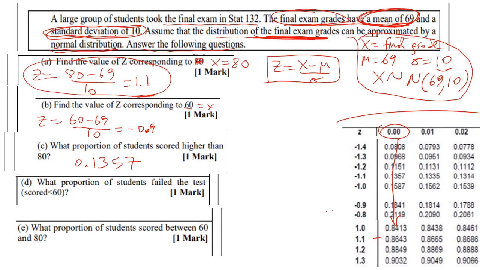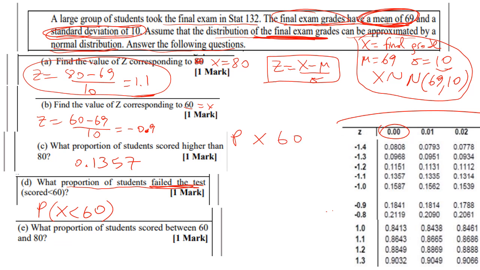Now we have the same type of question here. What proportion of the students failed the test? It's almost the same question. The failing criterion is scoring less than 60. So the question becomes: the probability that X is less than 60. Now we will convert this.